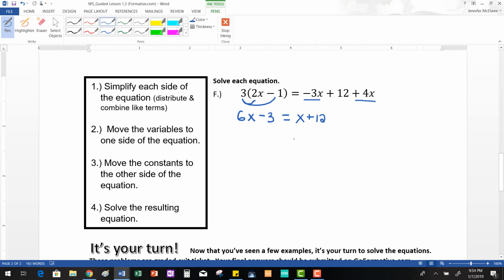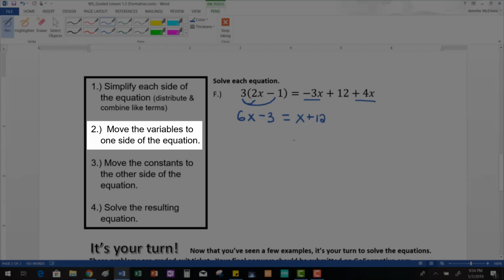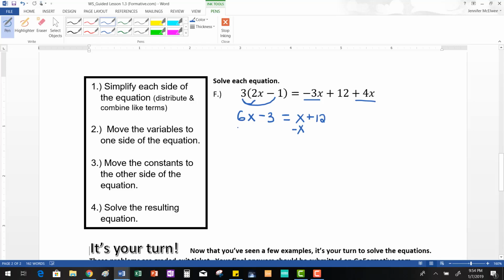At this point in time, I can see that both sides of the equation are now simplified. So I'm going to move my x over to the left-hand side to join the other. So I'm going to subtract x on both sides. The x's cancel on the right as planned, and I bring down my 12. On the left-hand side, 6x minus x gives me 5x, and I bring down the minus 3.